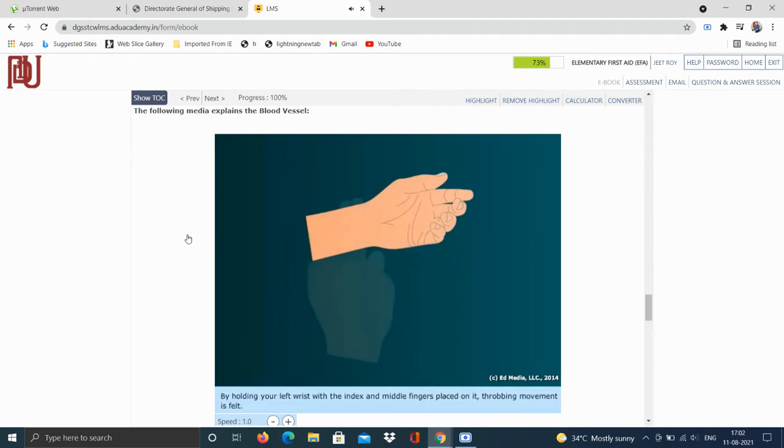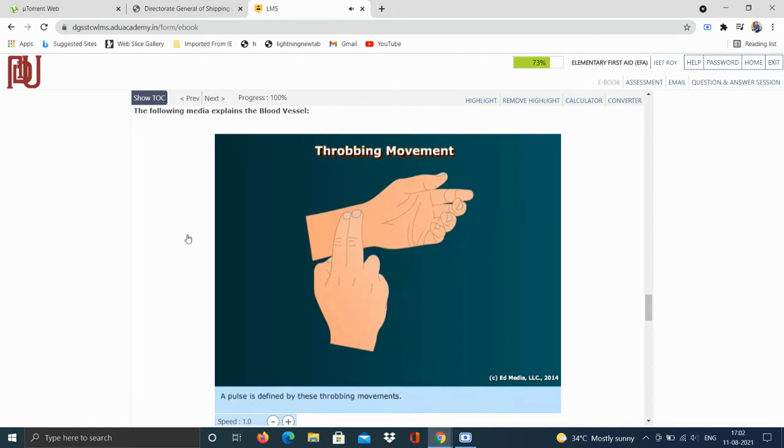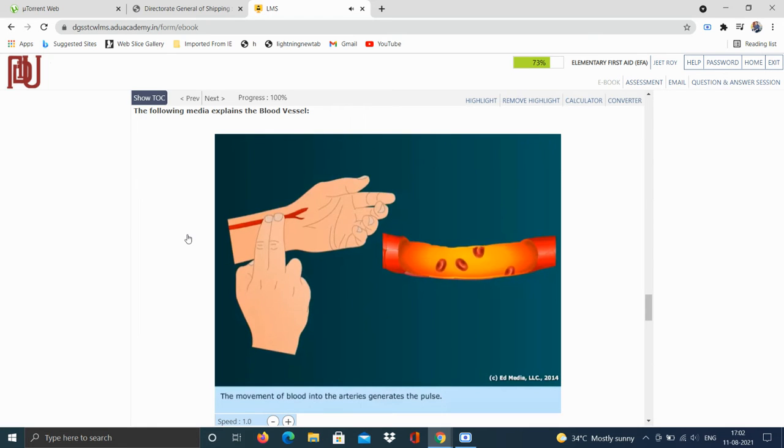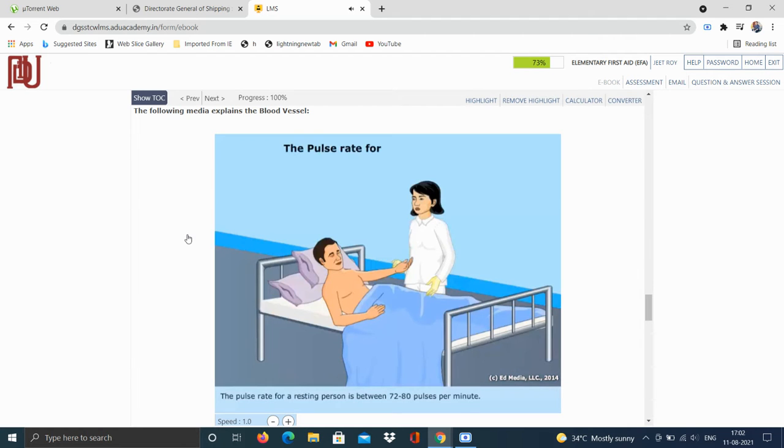By holding your left wrist with the index and middle fingers placed on it, a throbbing movement is felt. A pulse is defined by these throbbing movements. The movement of blood into the arteries generates the pulse. The number of pulses in the arteries per minute is called pulse rate. The pulse rate for a resting person is between 72 and 80 pulses per minute.